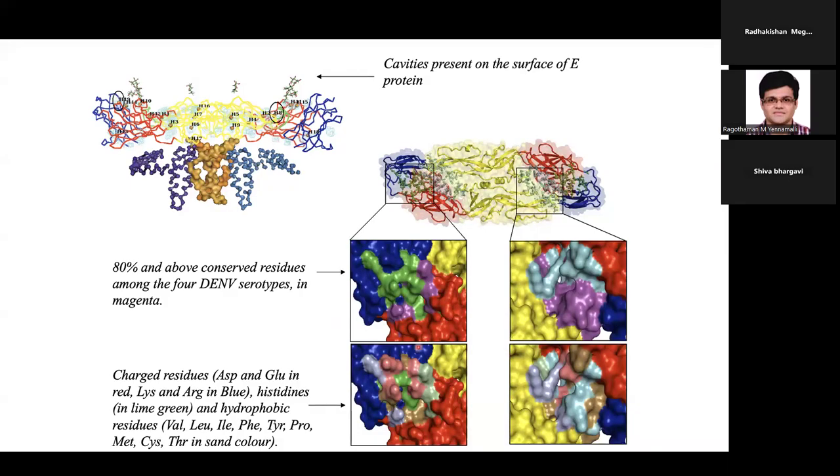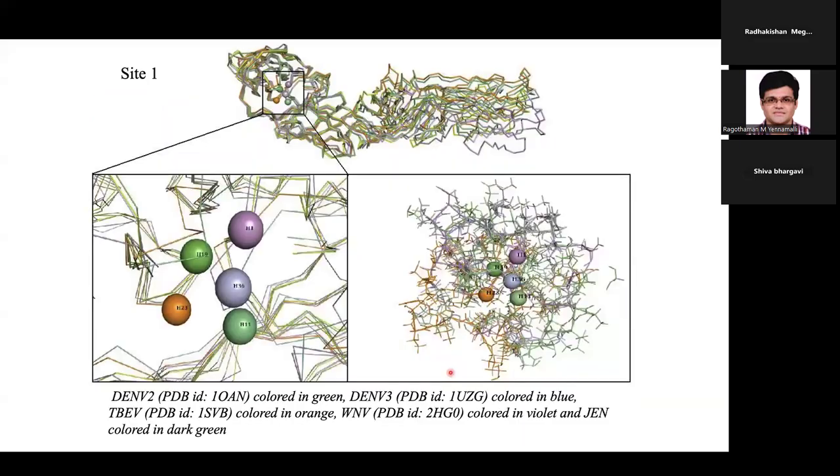Now, this is the conservation map of the residues in serotype 2 compared to serotype 1, 3, and 4. And then what you see is the distribution of charge residues and hydrophobic residues with histidines colored separately. So it tells us that there is a good charge distribution and good hydrophobic content, and these two cavities are good candidates for doing drug design.